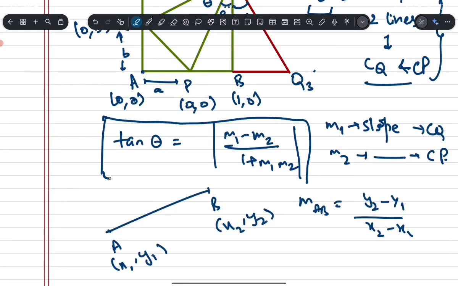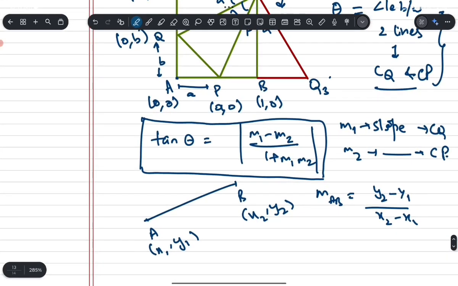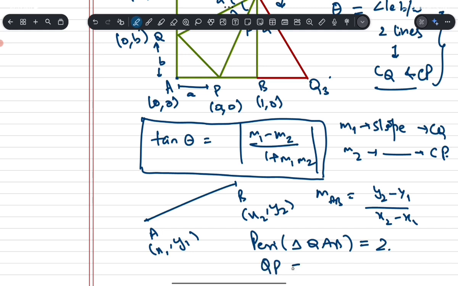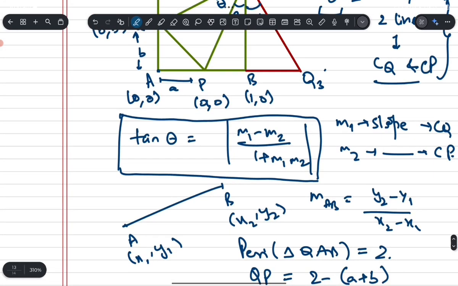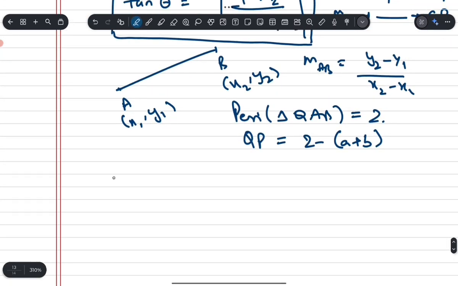Now it won't be a very sweet looking equation, so we'll have to use one more condition. What's the condition? The perimeter one. The perimeter of triangle QAB was provided to be 2. We said that side QP is 2 minus (a plus b). We can also find the length of QP if you observe this triangle. This is a right angle triangle, so using the Pythagoras theorem, 2 minus (a plus b) is also equal to the square root of a square plus b square.